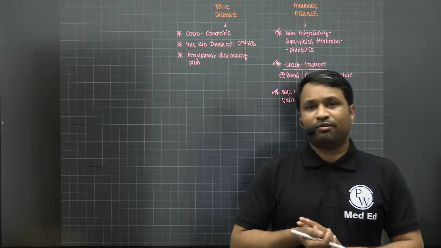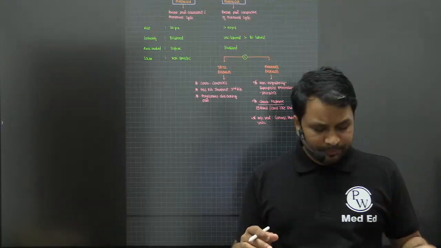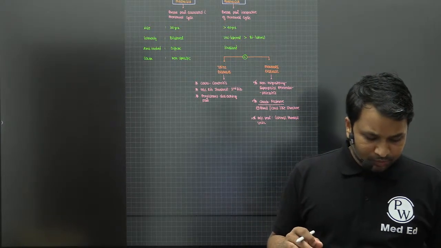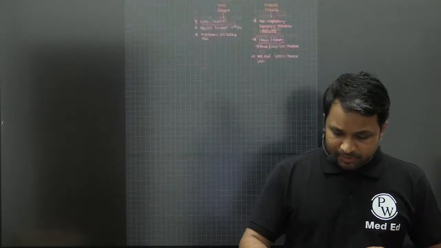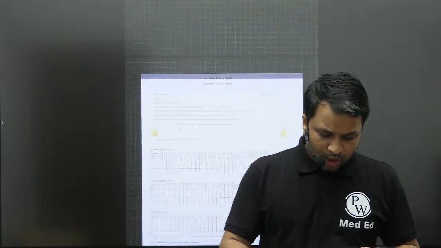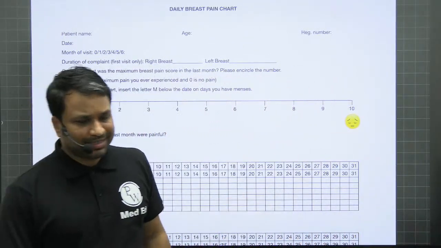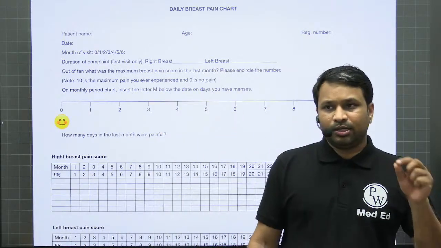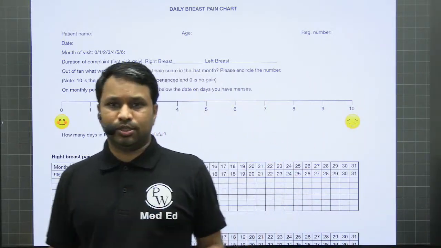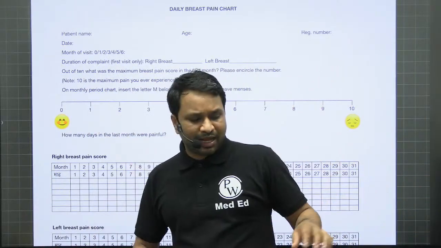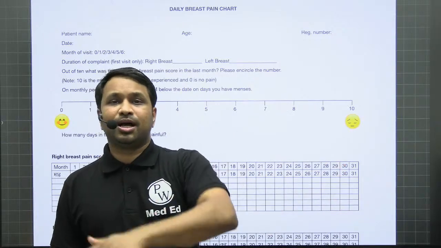So let's say you have a patient of mastalgia. How would you like to manage? When we say the management of mastalgias, it is quite easy and important. But before that, there is a small table that I would like to share with you. It is called the daily breast pain chart. This is followed across all the breast surgical OPDs that we run. This is given to the patient who experiences mastalgia. Any patient who comes with mastalgia into the OPD, we will give this small chart and ask the patient to bring this chart every time the patient comes to the OPD.